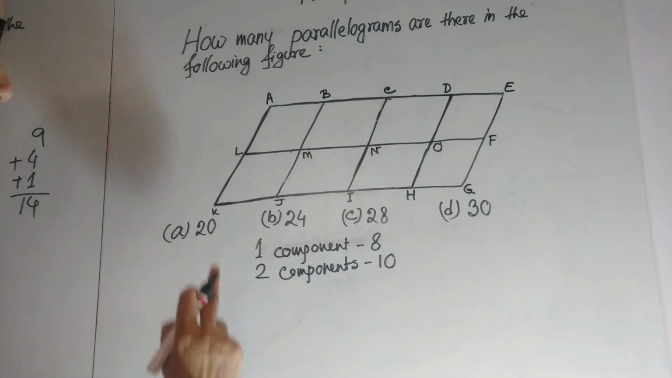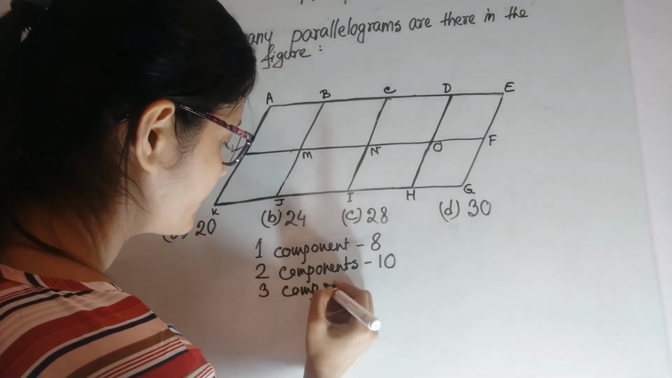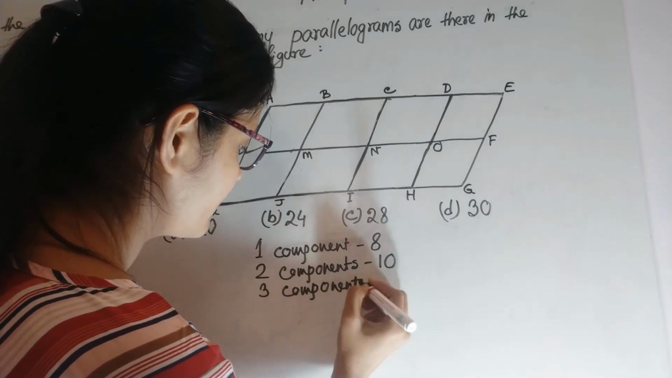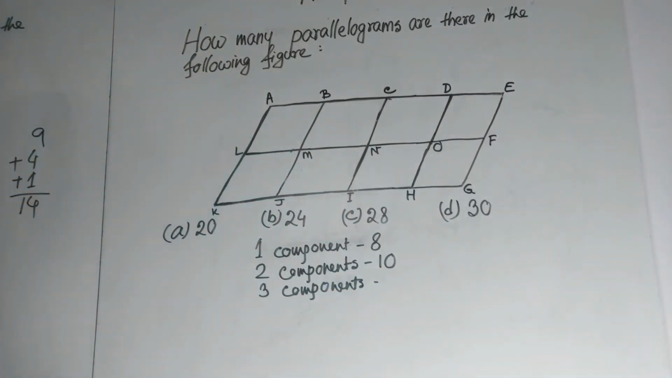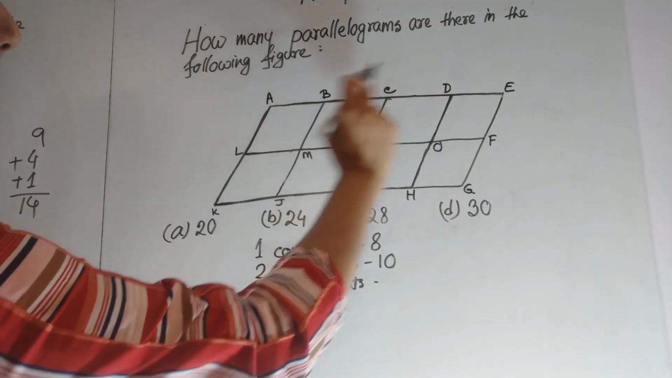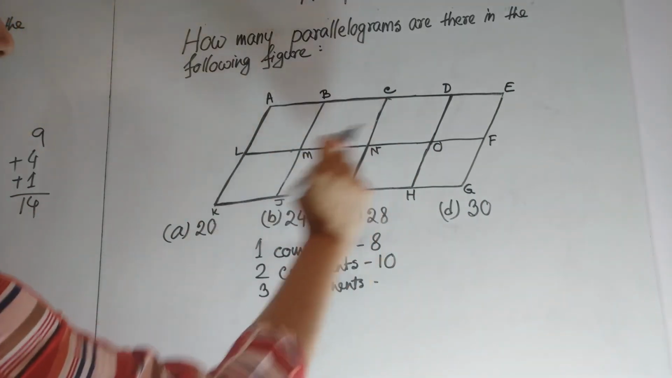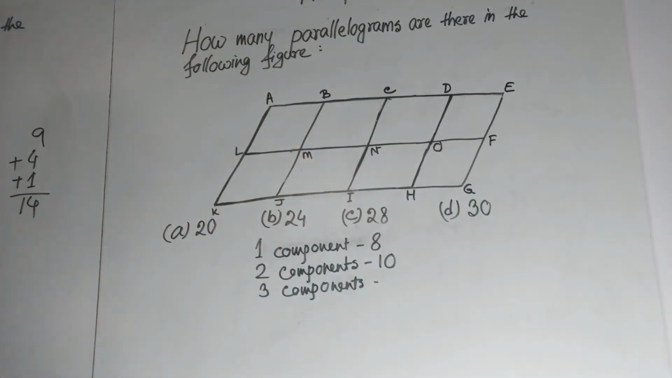Like this, parallelograms with three components. How many? See, ADOL, BEFM, that is 2, same in the below portion, plus 2, that is 4.